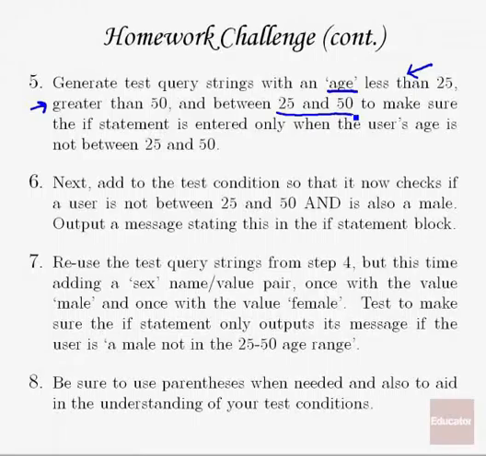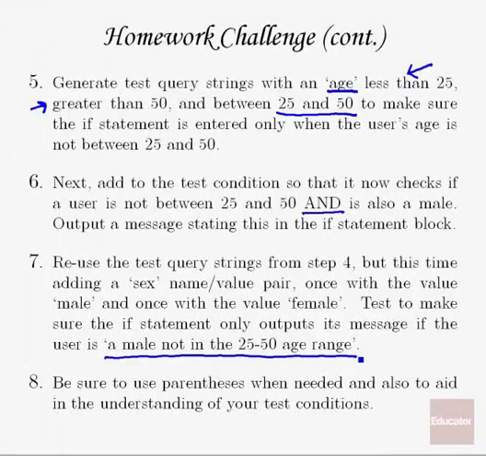Then I'm going to have you expand your test condition even further, and this is to get practice with using complex combinations of logical operators, and we're going to include an AND operator. Basically I want the test condition to check if the user is not between 25 and 50 and they're also a male. If this condition is met, it's going to output a message that says the user is a male not in the 25 to 50 age range.